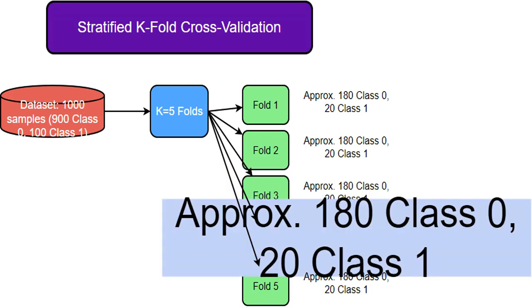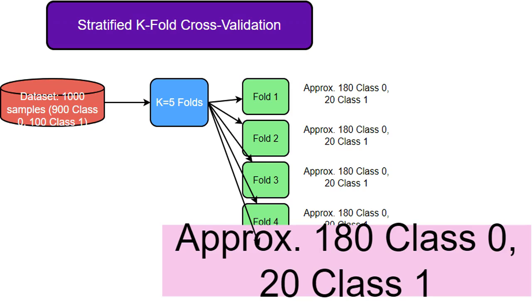Again, I emphasize that each fold will approximately maintain the 90-10 ratio in class distribution, showing the consistent class distribution across all 5 folds. It's crucial to remember that this is an approximation, not an exact guarantee.